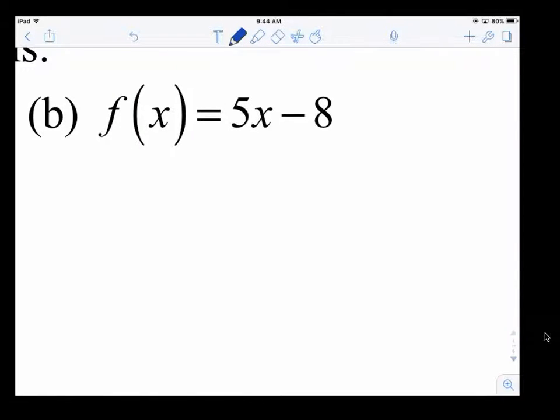All right, the next one is 5x minus 8. Now, we want to find the inverse function. We did this a little earlier in the year. So what you're going to do is you have y equals 5x minus 8. You can switch them if you want, or you can take this equation, solve it for x, and then switch the x and y back.